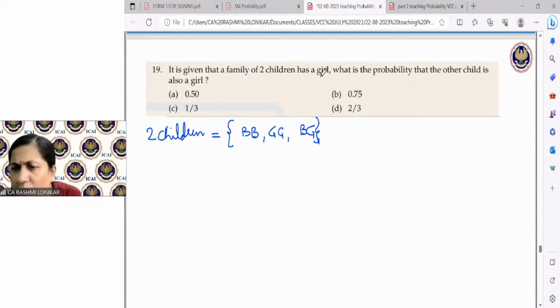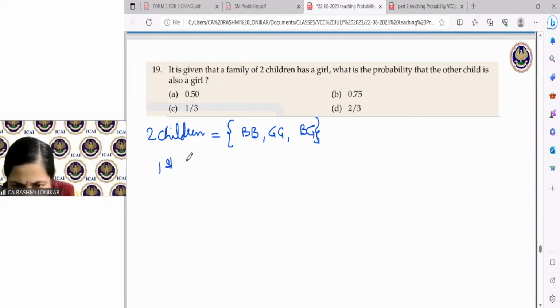They are not saying that it is a girl or a boy. They're just saying one is a girl already. So you may have a boy girl or a girl boy. So there are 2 individuals, so you can easily identify. What is the probability that the other child is also a girl?